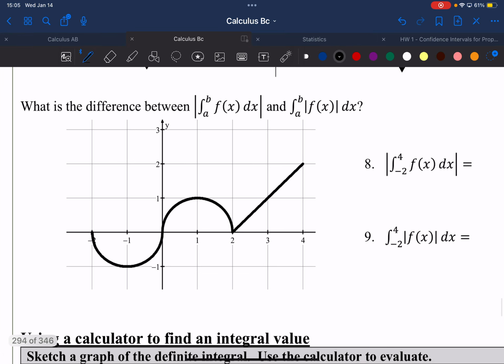Okay, next concept. Now we're given a new graph, and they want us to find the difference between taking the absolute value of the integral and taking the integral of an absolute value. Looking at this, we see that both of these are the integral from -2 to 4, so I'm going to shade those areas. We have 2 half circles and a triangle.